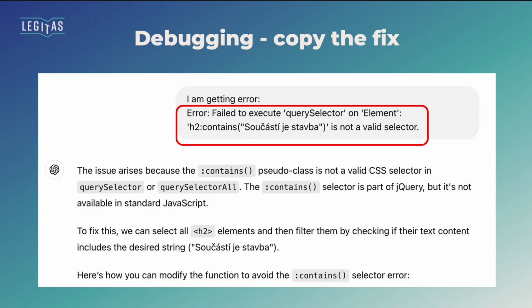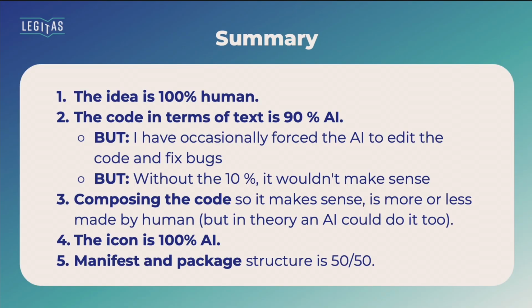So I just put in a prompt: hey, I came up with an error, what can you do? So the artificial intelligence edited the code, and the issue was resolved. So again, for the summary, the whole idea was human, but the code was written by AI.